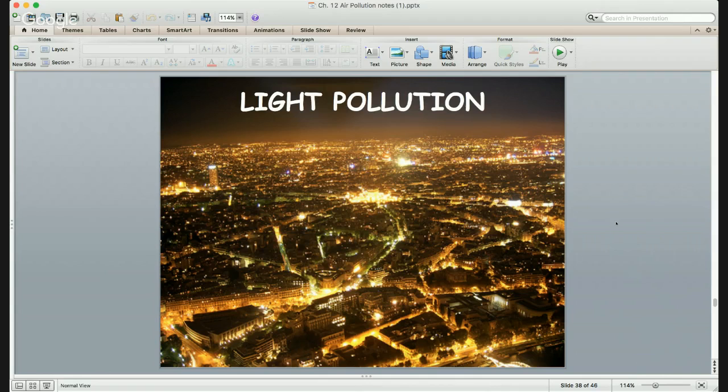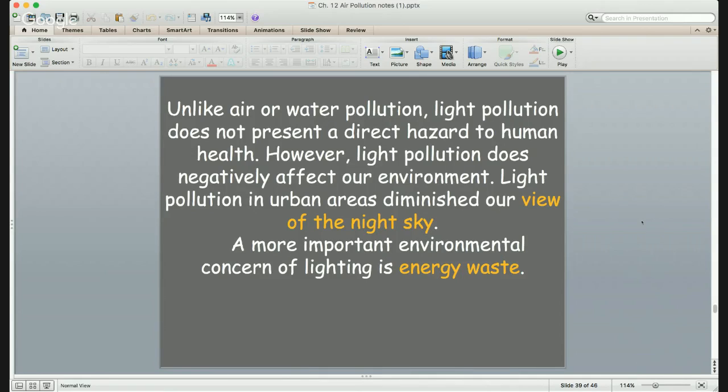Light pollution. Yes, there is such a thing as light pollution. How do we know? All you have to do is look up at the nighttime sky, and you can't really see a lot of the stars, and that's because there's so much unwanted light. And this is an excellent picture demonstrating that. So unlike air or water pollution, light pollution doesn't present a direct hazard to humans. However, it does negatively affect our environment.